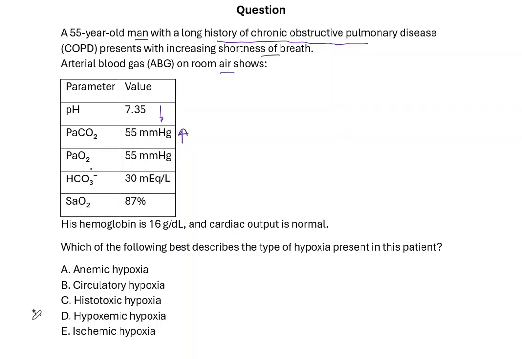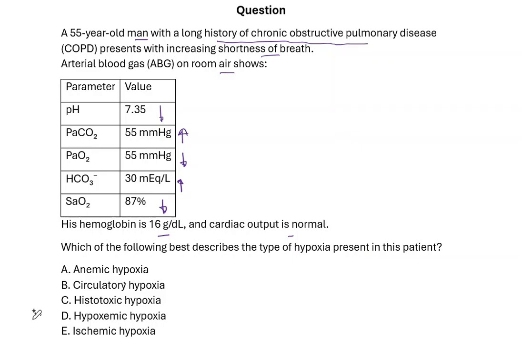PaO₂, which is partial pressure of oxygen, that's decreased, right? Less than 60. Bicarbonate in this patient is 30, which is increased. And the oxygen saturation of 87%, which is decreased. His hemoglobin is 16 and his cardiac output is normal. Which of the following best describes the type of hypoxia that's present in this patient?